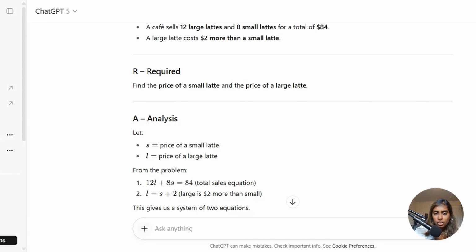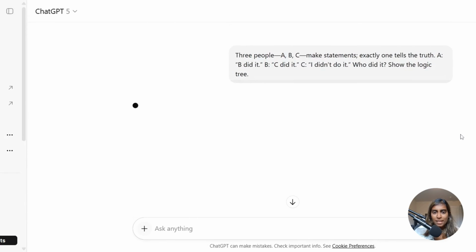Okay, let's switch gears. Logic puzzles. These are fantastic brain workouts. Let's give it an example. So we ask: 3 people, A, B, C, make statements. Exactly one tells the truth. A says B did it. B says C did it. C says, I didn't do it. Who did it? Show the logic tree.